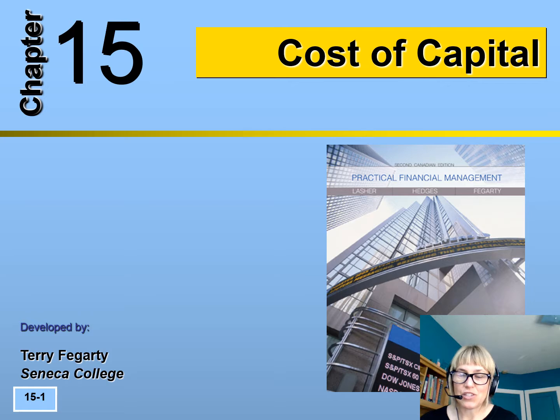This is where we get into the discount rate, because the discount rate is usually based on the cost of capital, or the cost of capital plus some percentage for risk. So the cost of capital is a really important concept because it underlies the discount rate when we're doing capital budgeting or valuation. And so we need to understand that number well.